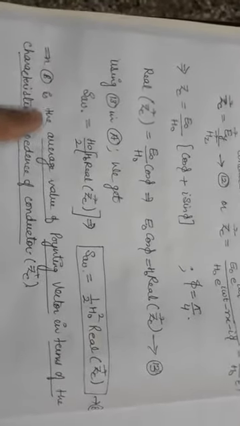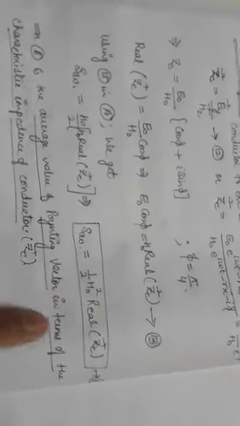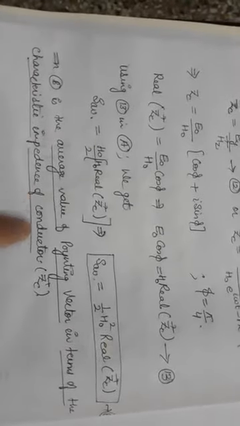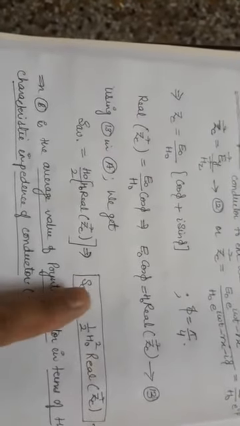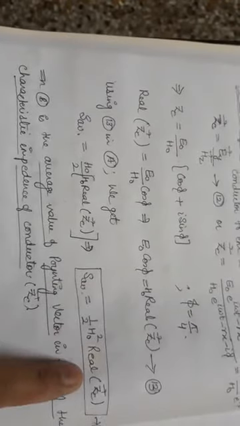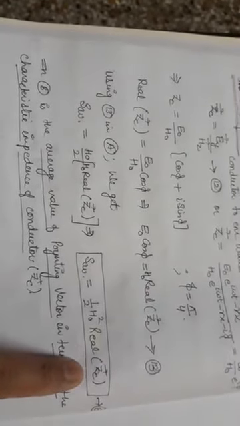So equation B is the average value of Poynting vector, or you can say wave intensity, in terms of the characteristic impedance of the conductor ZC. This is a very important topic because sometimes it is there in the exam for the average value of Poynting vector in terms of characteristic impedance of the conductors.